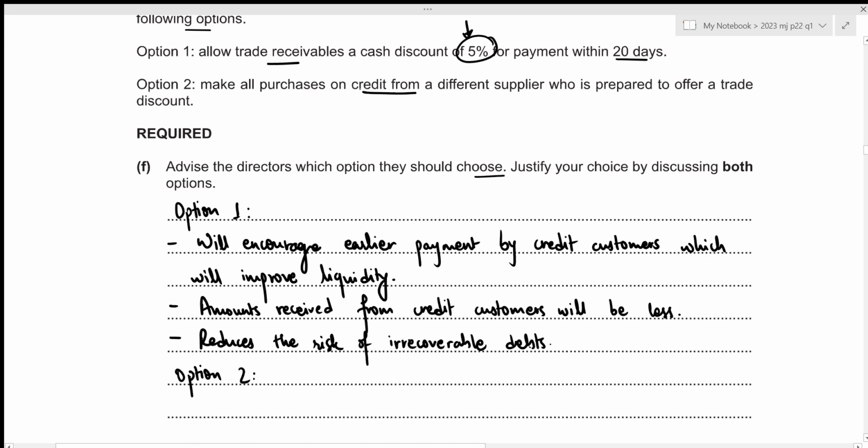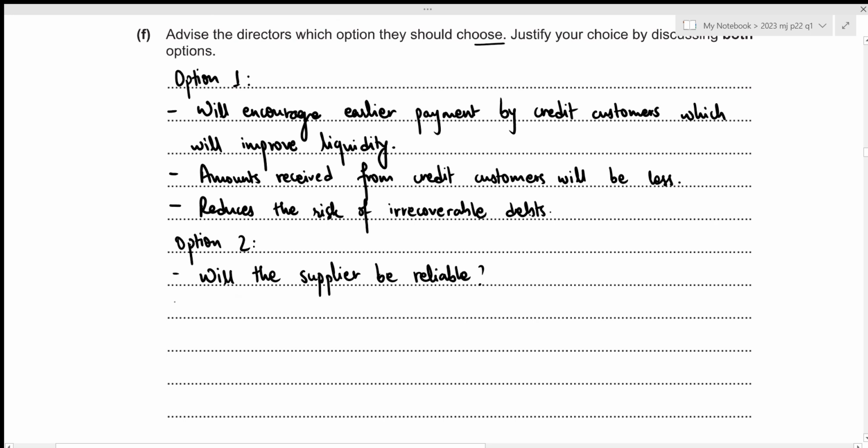For option 2, we are making all purchases on credit from a different supplier who is prepared to offer a trade discount. Alright, so the first thing is that we are switching the supplier now. So we do not know whether or not the supplier will be reliable. So we can question that. Will the supplier be reliable? And if we do not know this new supplier, then we cannot really know whether or not the quality will be maintained. So will the quality be maintained by the new supplier?